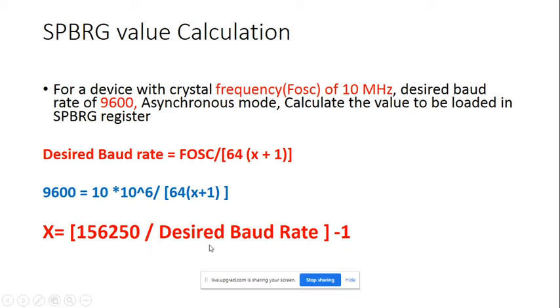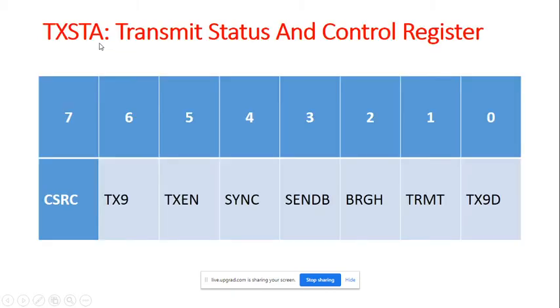Okay, now according to this, we are just calculating the value of x, and that x value you are putting into the register SPBRG. Okay, the next register is the transmit status and control register.